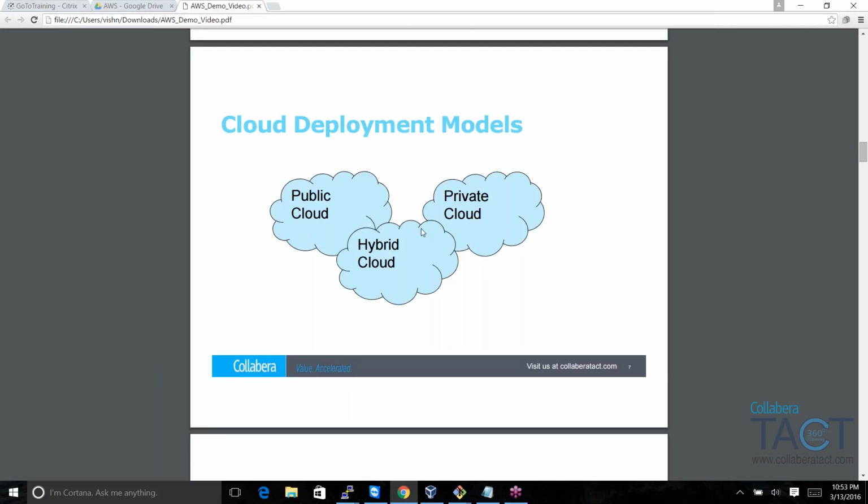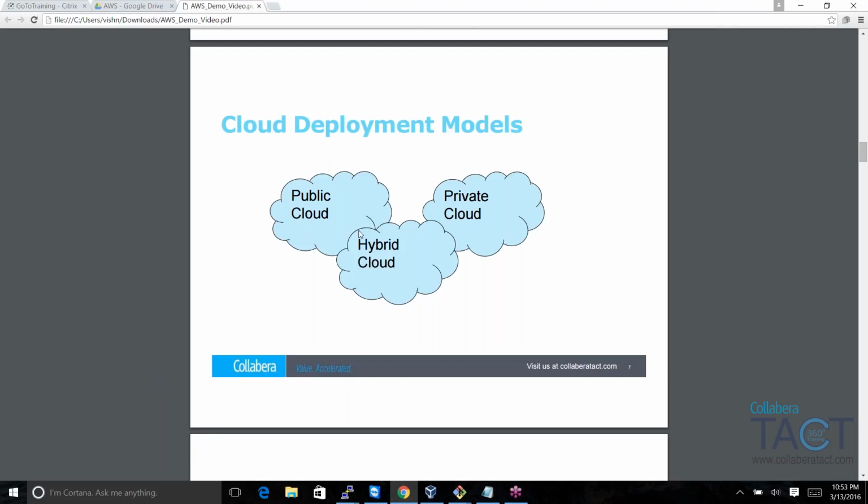We are going to set up a cloud environment, but we are going to set up a cloud environment to be used only by Collabora, not by anybody else outside the world, not by anybody else outside Collabora, right? So that becomes a private cloud. A private cloud has boundaries, which is only internal to the organization.